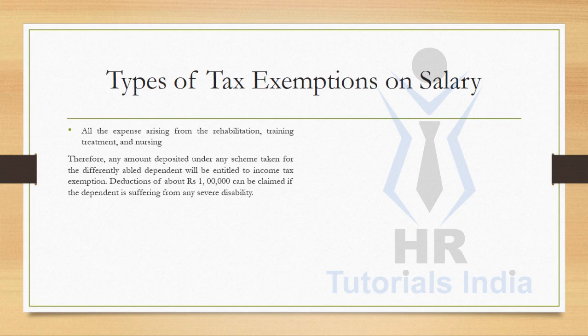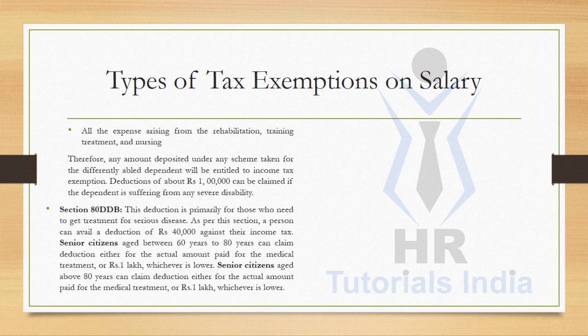Therefore, any amount deposited under the scheme taken for the differently abled dependent will be entitled to income tax exemption. Deductions of about Rs 1 lakh can be claimed if the dependent is suffering from any severe disability. Hence, under Section 80DD, an amount of Rs 1 lakh can be claimed if the dependent is suffering from any severe disability.